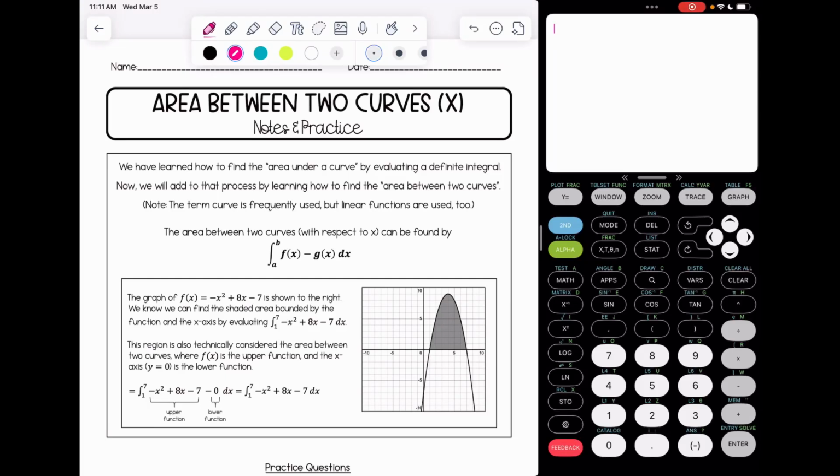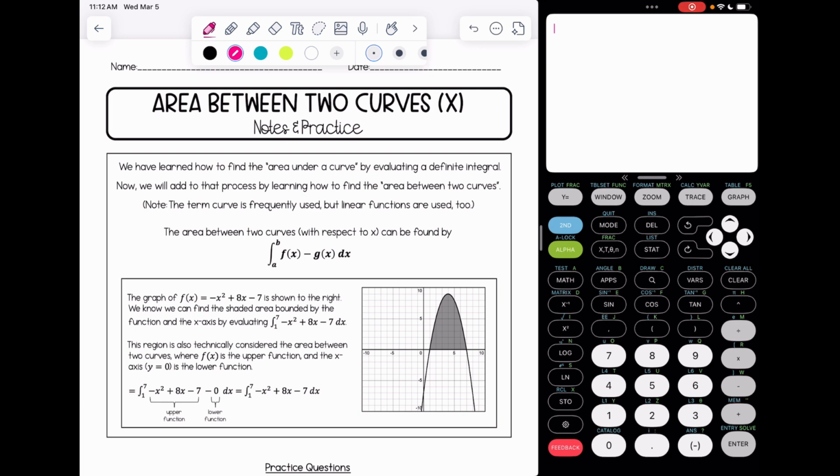In this video, we'll be going over how to find the area between two curves with respect to x. We've previously talked about area under a curve and how we can evaluate a definite integral in order to calculate that. Now we're going to add to that process by learning how to find the area between two curves. A note here: the term curve is frequently used, but linear functions are part of these examples. So it could be a curve and a line, for instance.